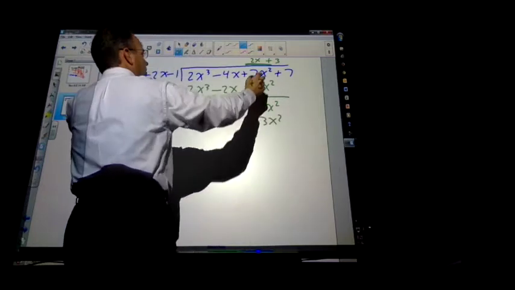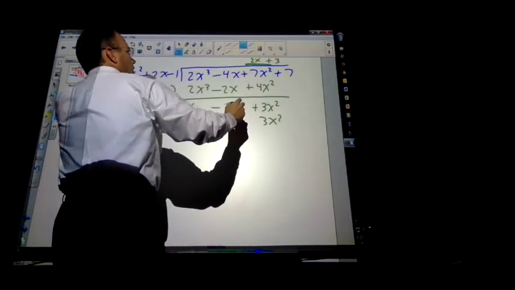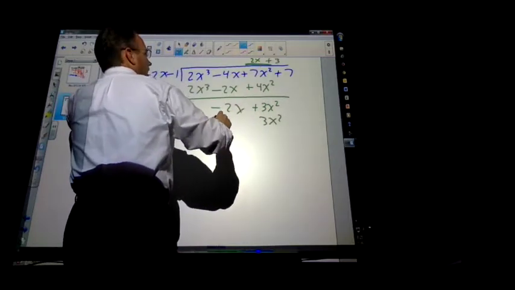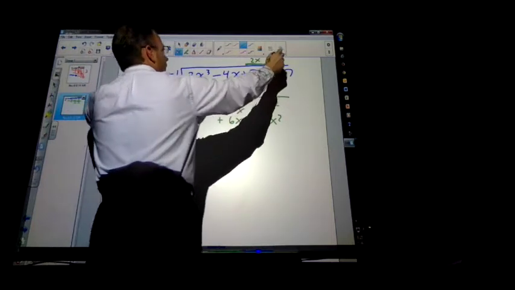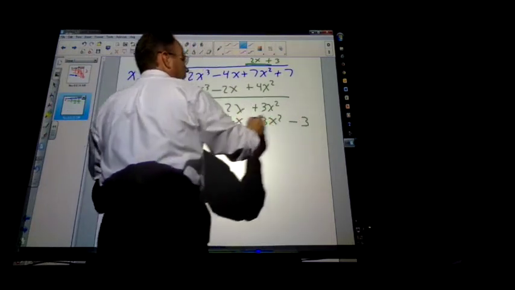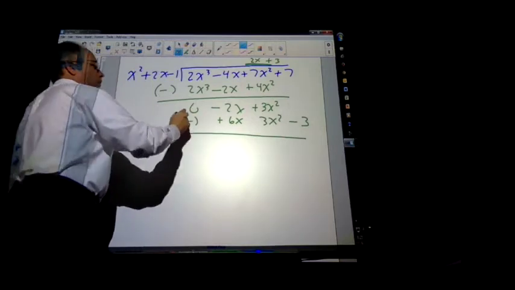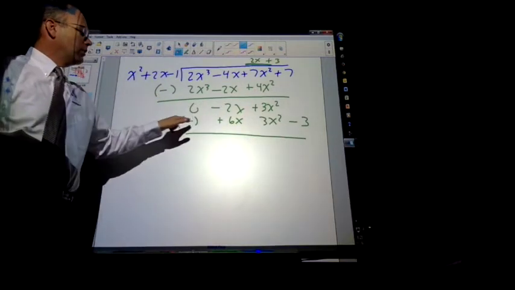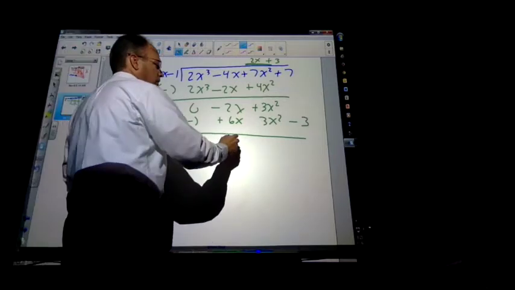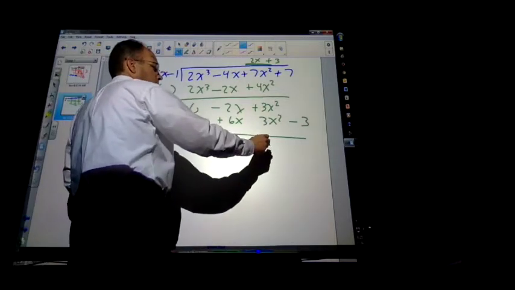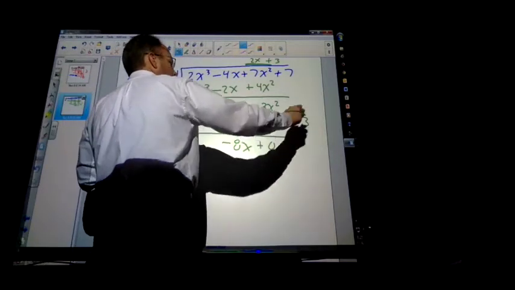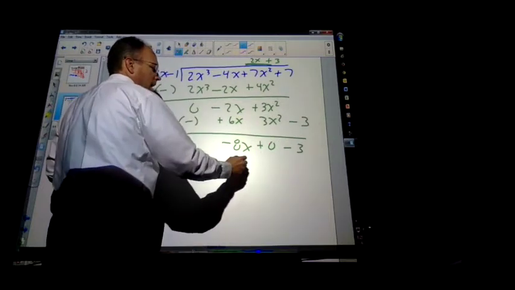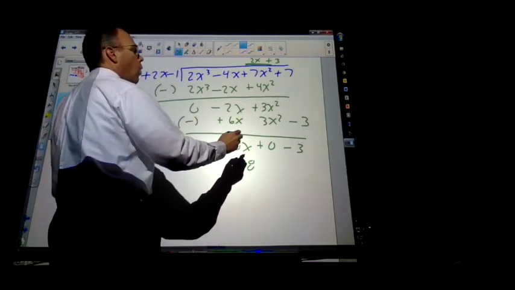I'm going to just write it in order if I need to. 3 times 2x is 6x. And then 3 times negative 1 is negative 3. Notice I've put it out of order so things lined up. Subtracting negative 2x minus 6x, negative 8x. 3x squared minus 3x squared is 0. Minus 3.